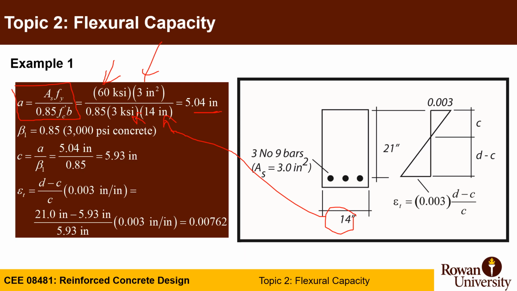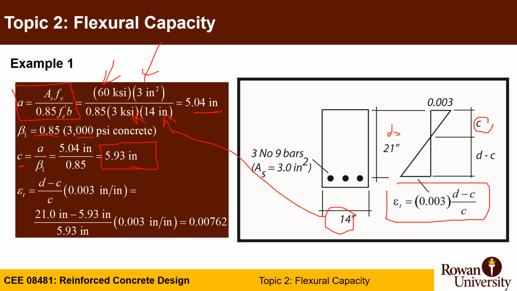You know that the concrete is 3,000 psi, so beta 1 is 0.85 based on the equation that I showed earlier. So now you can calculate c as 5.93. Now, if your c is 5.93, you can calculate epsilon t as 0.003 times d minus c divided by c. d is 21.